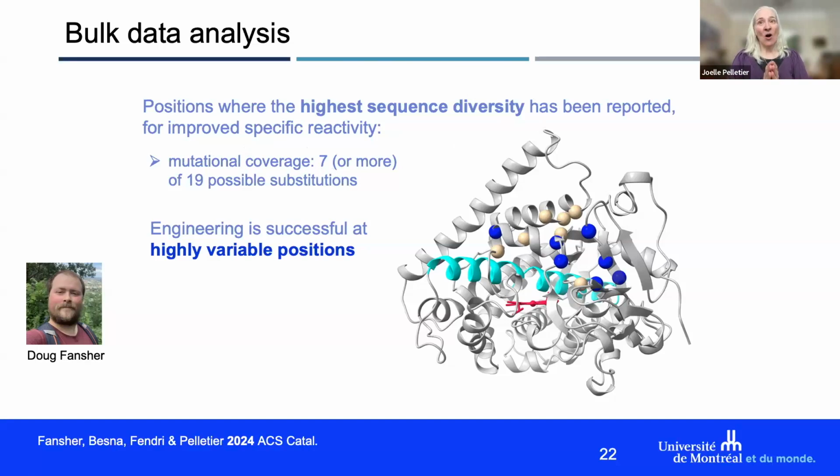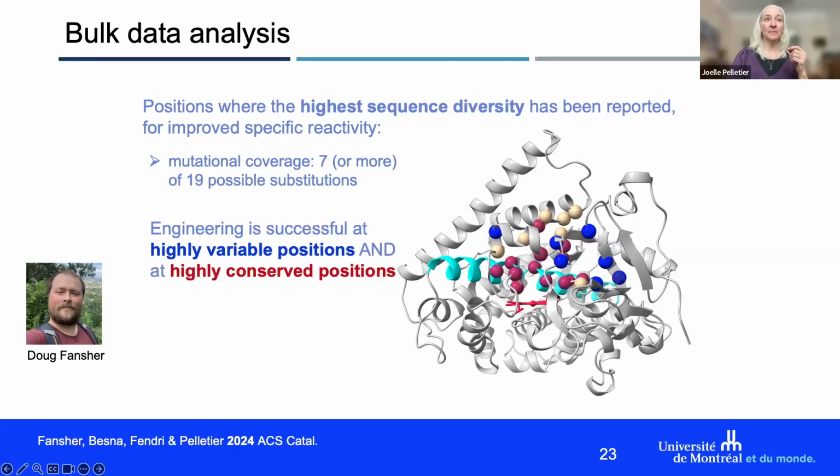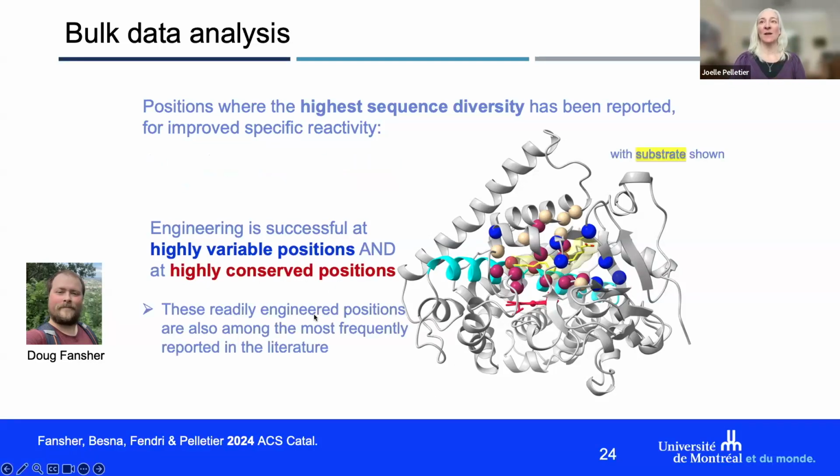And what we saw, highlighted here with the blue spheres, is that enzyme engineering has been successful in positions that are highly variable, but also at highly conserved positions. And this means highly variable and highly conserved in nature. So even though nature has conserved these positions that are marked in red, we can still modify them in the lab, engineer them, and expand reactivity. So we should not necessarily avoid mutating positions that are highly conserved when we're looking for new reactivity.